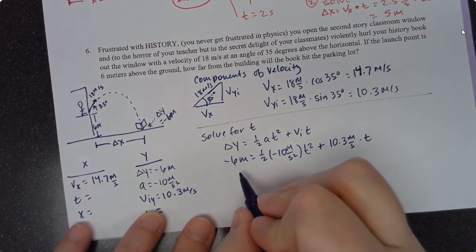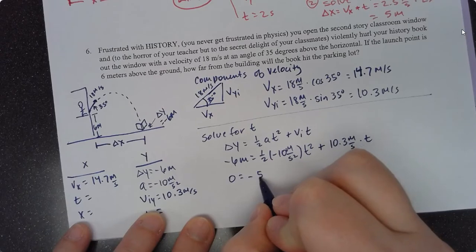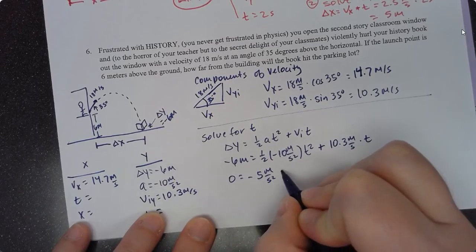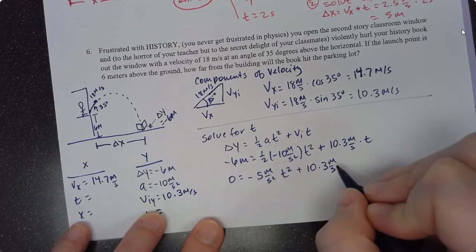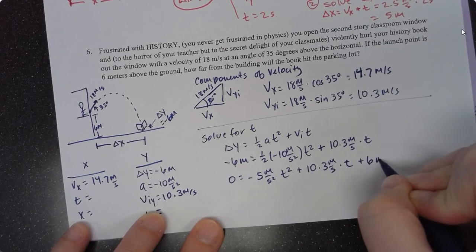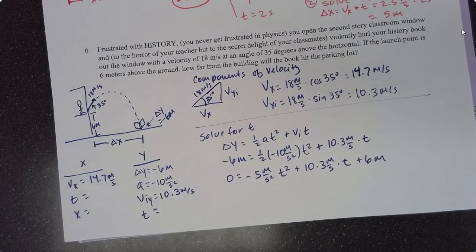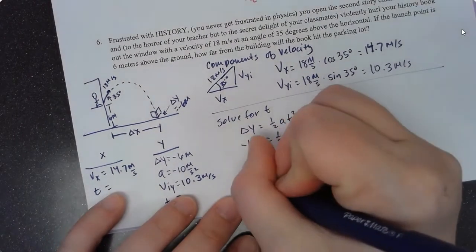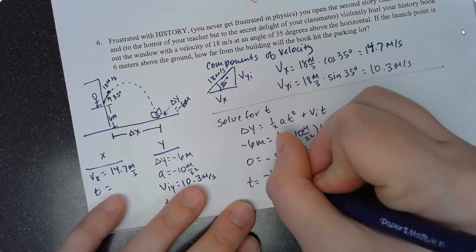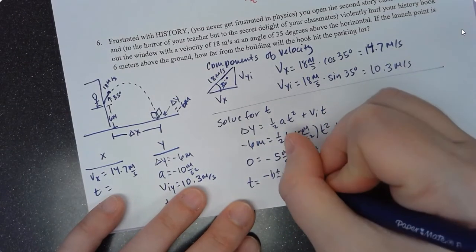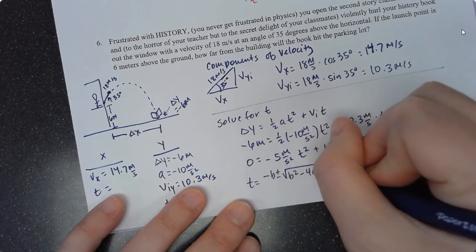If I add 6 to both sides, 0 equals minus 5 meters per second squared times time squared plus 10.3 meters per second times time plus 6 meters. Oh no, quadratic stuff. You guys like the quadratic stuff? Extra steps, right? So to solve for this, we're going to have to say t equals minus b plus or minus the square root of b squared minus 4ac all over 2a.